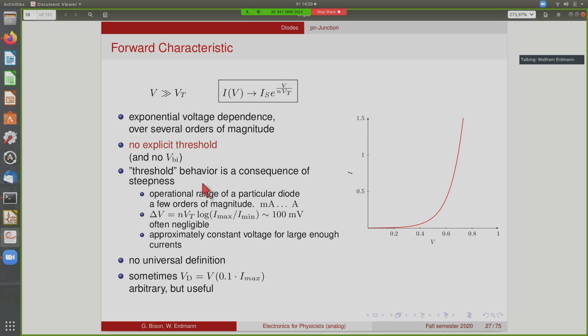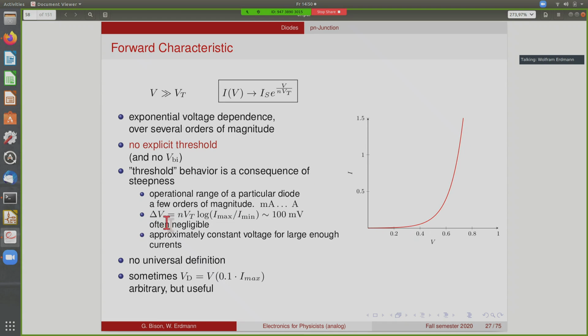So the operational range of a particular diode is typically a few orders of magnitude in current, from a few milliamps to a few amps. And this leads, through the steepness of the curve, to small voltages. So if you change the current over a wide range, you see that the change of voltage is relatively small.